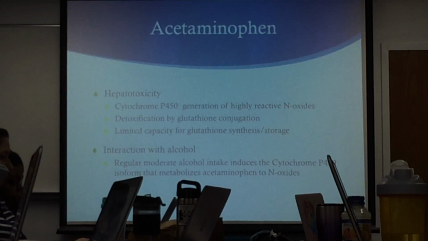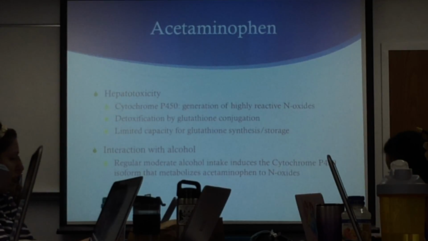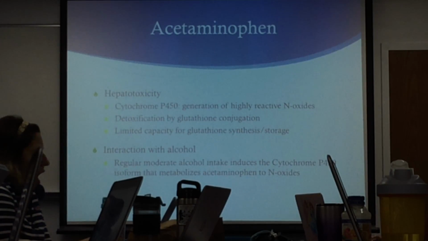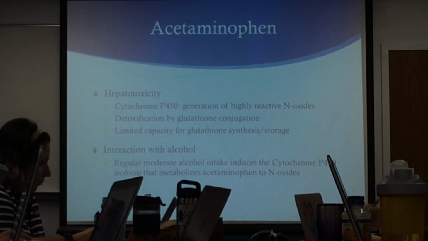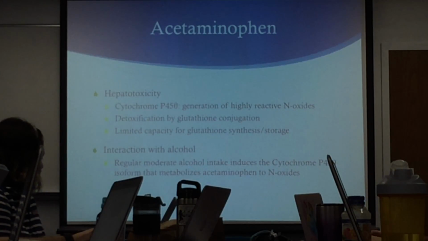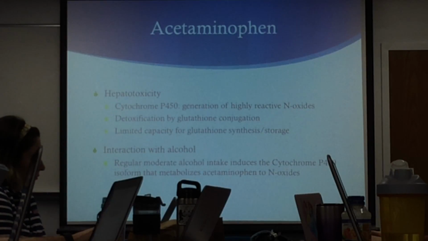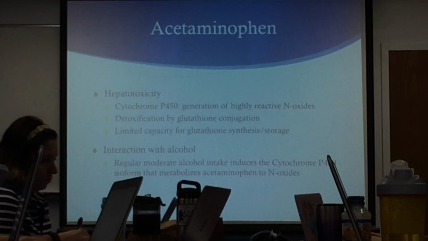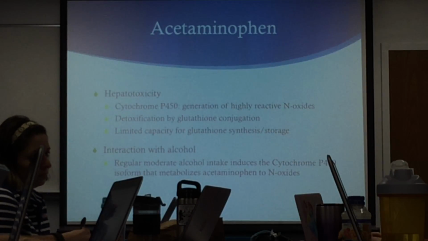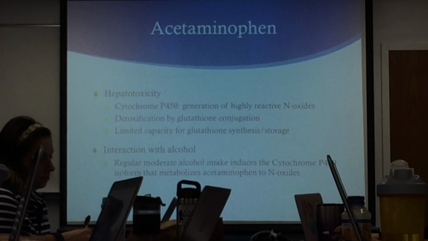The main thing about acetaminophen, in addition to the fact that its mechanism is fundamentally different, is that it causes large amounts of hepatotoxicity. So liver damage. And that's the main controversy over using acetaminophen in large doses. The way that it damages the liver is through its metabolic process.